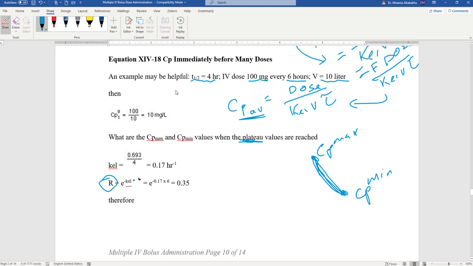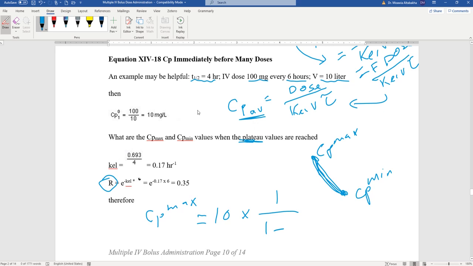Okay, let's start first with CP max. CP max at steady state, equation tau, is equal to dose over V. Dose is 100 divided by 10, which is the dose over V or CP0, multiplied by 1 divided by 1 minus R. R, as I said, we need to calculate R.